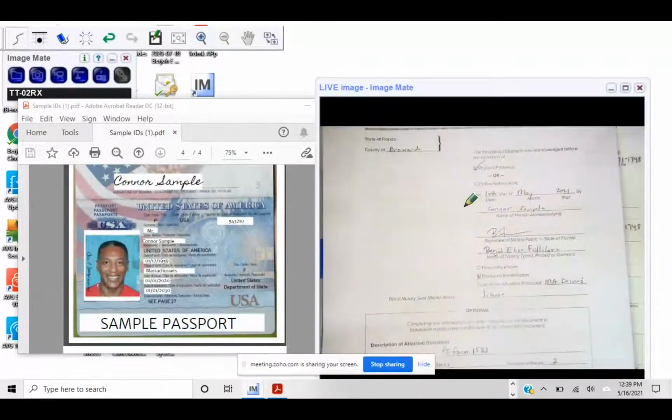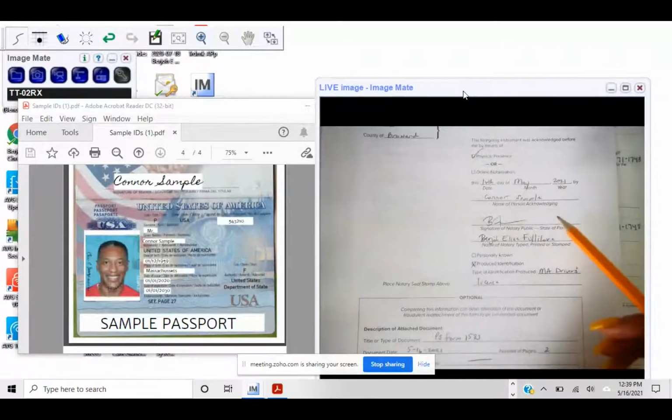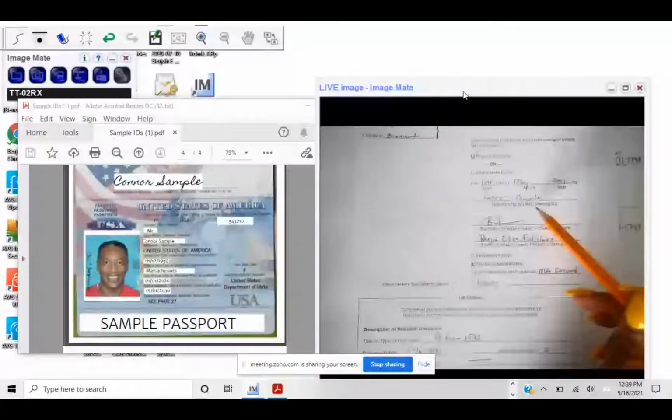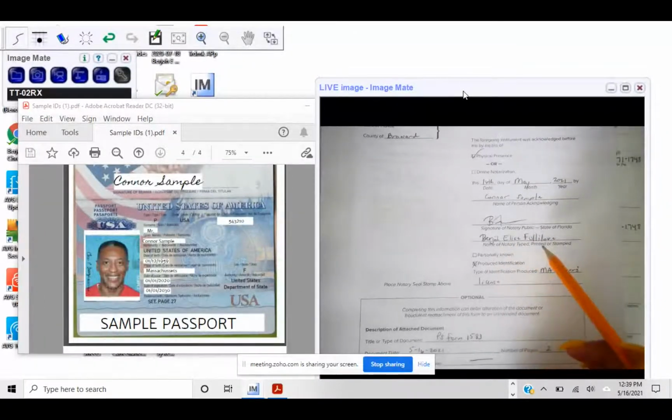Let me move this pencil out the way. Okay, there we go. The name of the person acknowledging is my signer. It's not me. I'm not acknowledging his signature. He's acknowledging his own signature. So I put his name. Signature of Notary Public, that's my signature. I print my name.